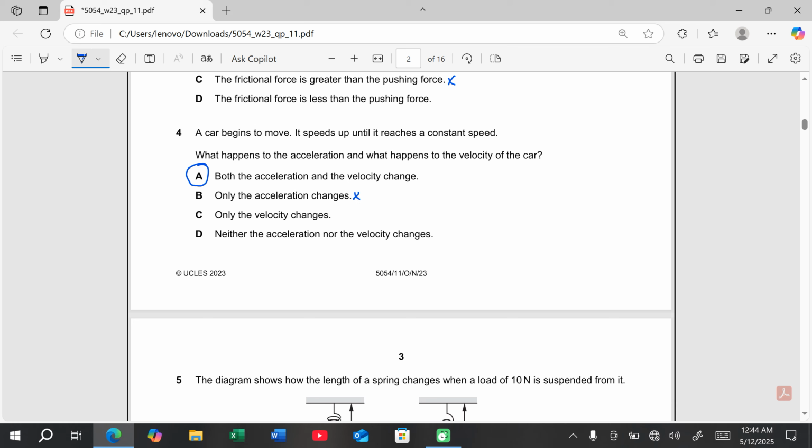Only acceleration changes, no, velocity also changes. Only velocity changes, no, acceleration also changes. Neither velocity nor acceleration changes, no, both change. So A is the right answer.